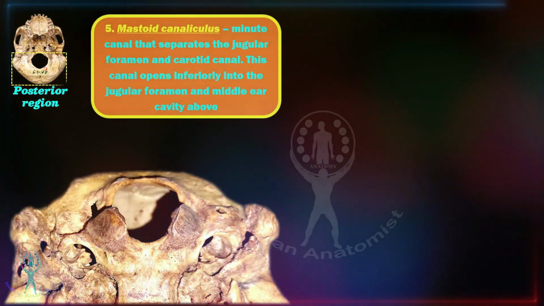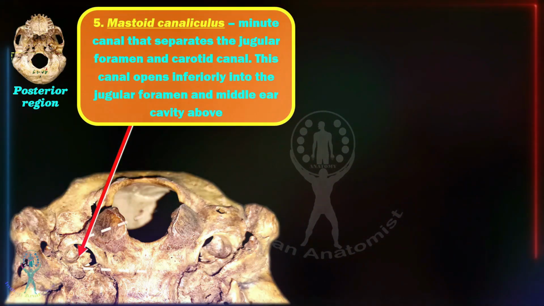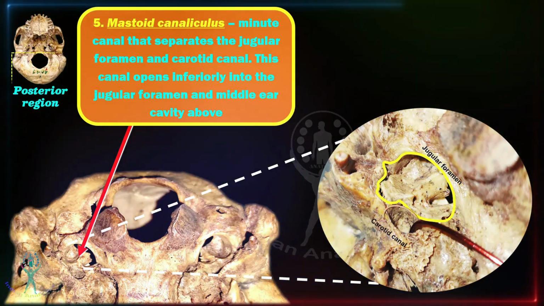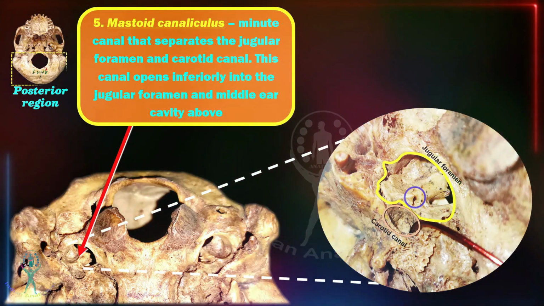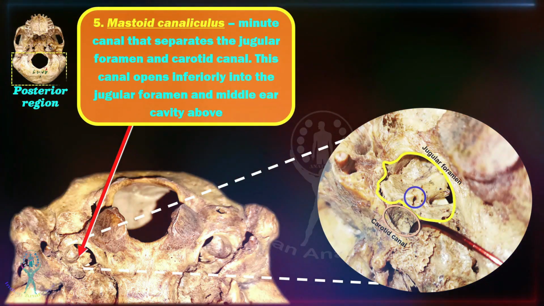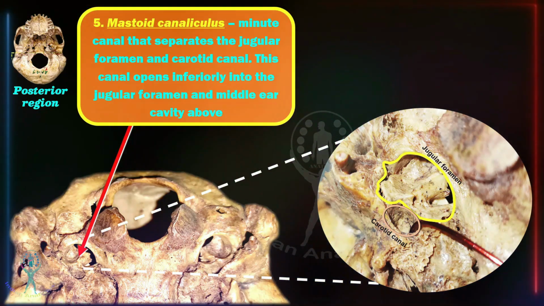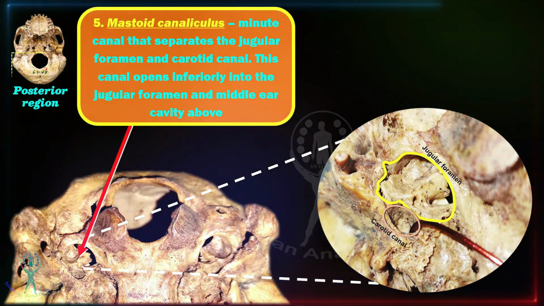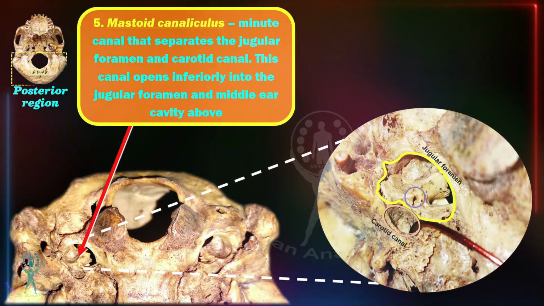The next foramen or canaliculus in the posterior region of norma basalis is mastoid canaliculus. It is a minute canal that separates the jugular foramen and the carotid canal. The jugular foramen is marked by the yellow color ring and the carotid canal by a pale brown color. This canaliculus opens inferiorly into the jugular foramen and middle cavity above. This canaliculus is marked by the blue color ring in the picture.